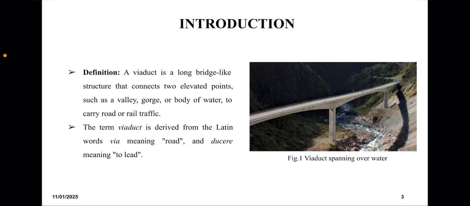A viaduct is a long bridge-like structure that connects two elevated points such as a valley, gorge, or body of water to carry road or rail traffic. The term viaduct is derived from the Latin words via, that means roads, and ducere, that means to lead.